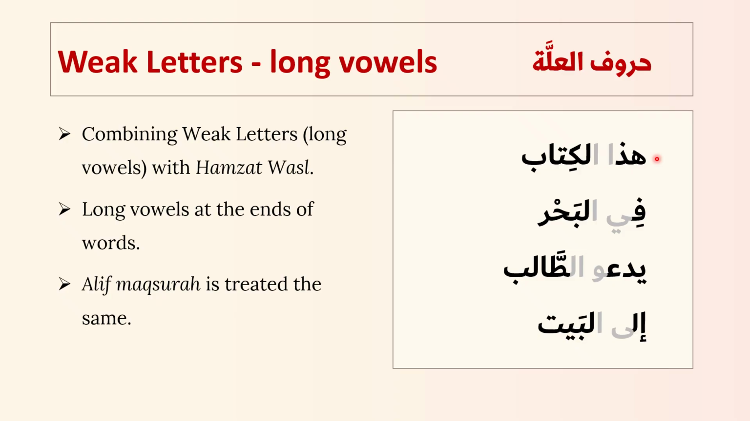Let's start with the first. This is read هذا الكتاب. هذا الكتاب. So you see I'm jumping or dropping these two letters. I'm not pronouncing them. I'm not saying هذا الكتاب. No, I'm saying هذا الكتاب. I've dropped both letters, and that way you sound more natural.